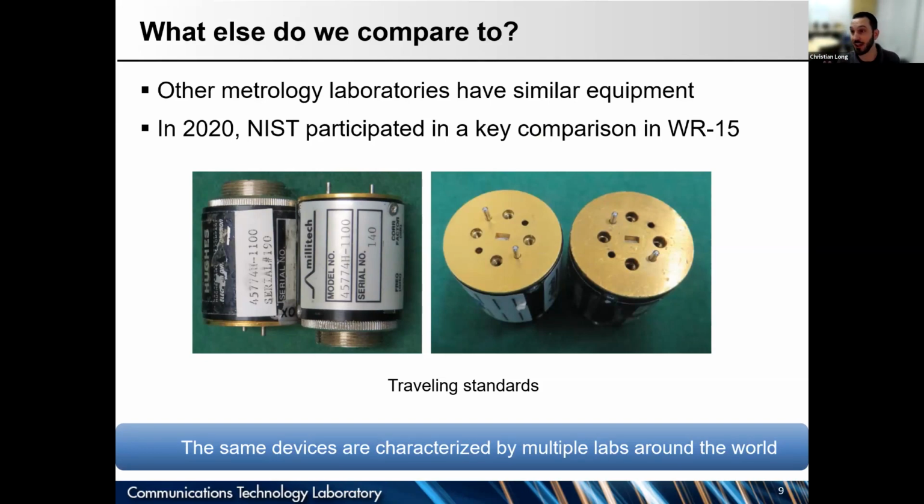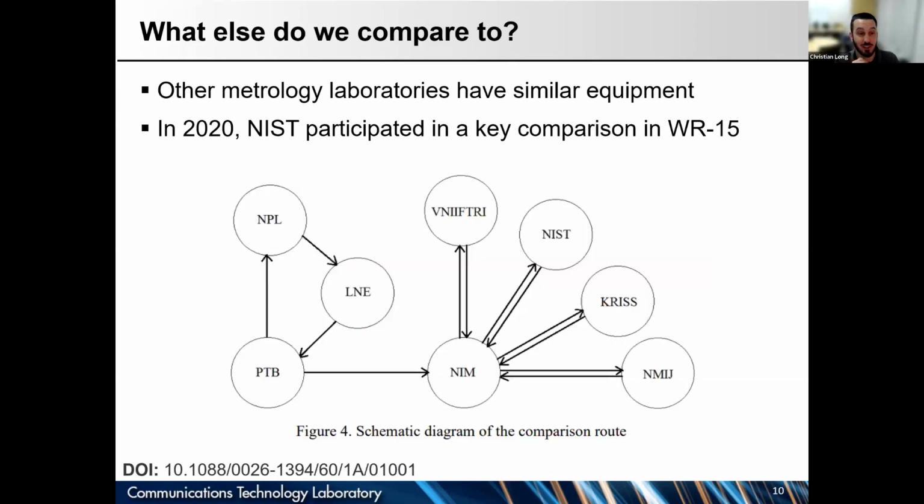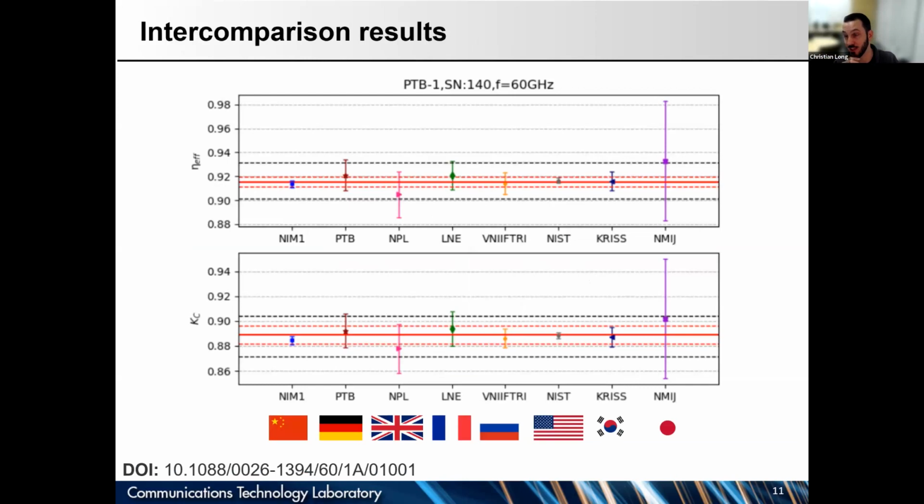So the most recent international intercomparison among metrology institutes was completed in 2020, and it focused on a power sensor that operated in the WR15 band, 50 to 75 gigahertz. This is the route that the sensor made around the world. There were a bunch of different national metrology institutes that characterized the same device. They characterized a couple of different properties of the sensor, some calibration constants. We'll get into what those mean a little later. One of them is the effective efficiency of the power sensor, and another one is the calibration factor.